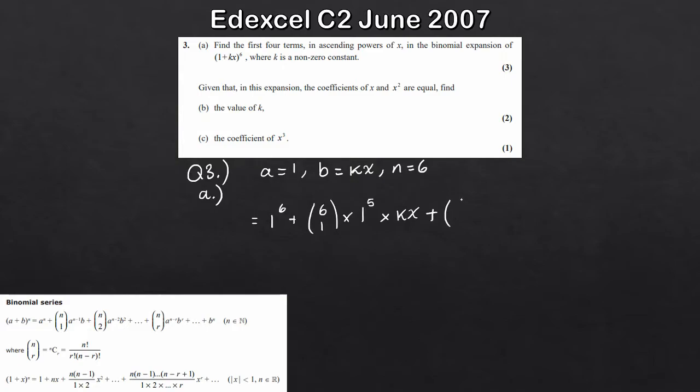Next one would be 6 choose 2. So 6 choose 2. We times it by 1 to the 4. And then we times it by this full expression squared. So it's kx squared. We're doing this up to what term? So the first 4 terms, so that's term 1, that's term 2, that's term 3. So we're going to have to do it one more time here. So let's see if we've got enough room. So it's 6 choose 3 times 1 cubed times it by kx all cubed now.